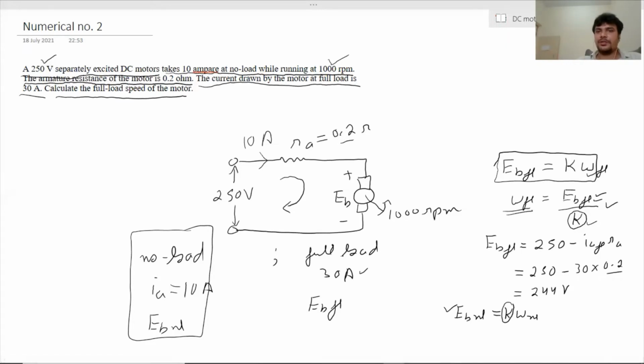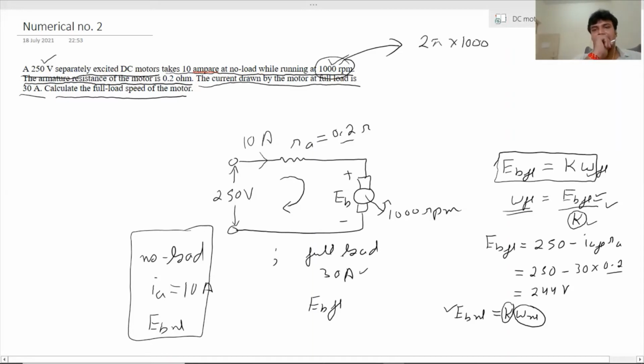Here you must see one thing, that omega will always come out to be in radian per second. To use this equation, omega should be in radian per second. So this is in RPM quantity. The rotor speed is given in RPM quantity. You have to change this to radian per second. How to change it? In one round we have 2 pi radians. So it will be 2 pi into 1000, this much radian per minute. And if we divide this by 60, then it will be radian per second.